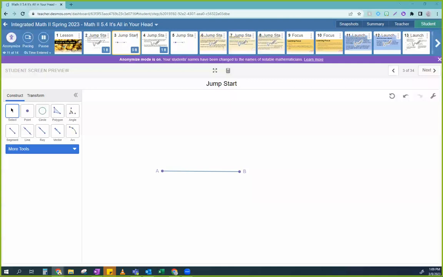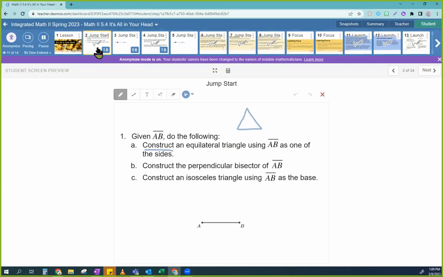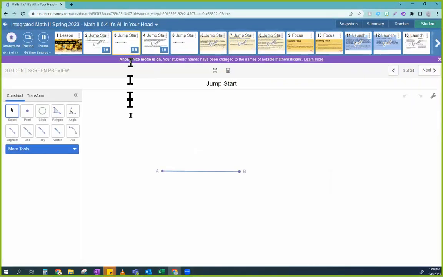So our next task is to construct a perpendicular bisector. This says construct a perpendicular bisector of AB. It's going to feel like we're going to do the same exact thing as when we built the equilateral triangle.